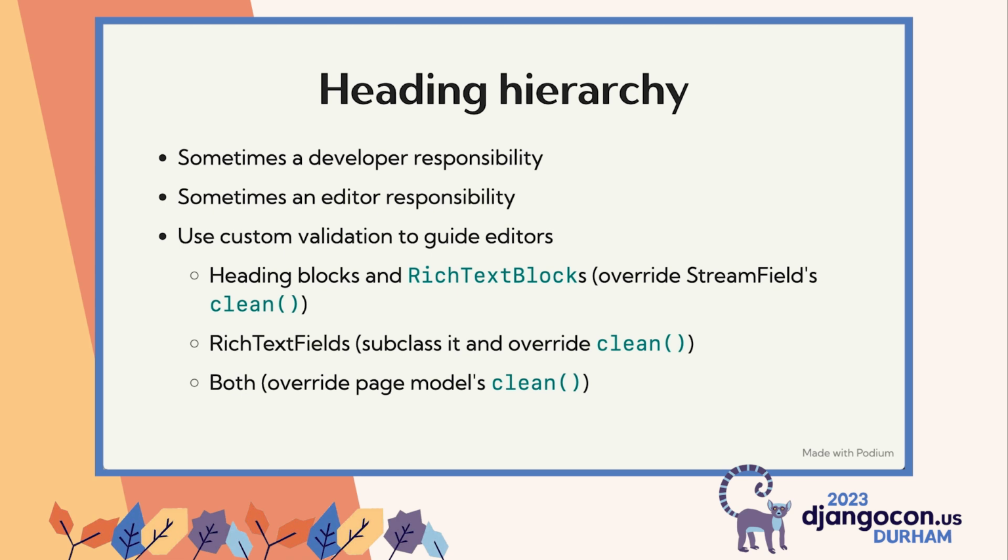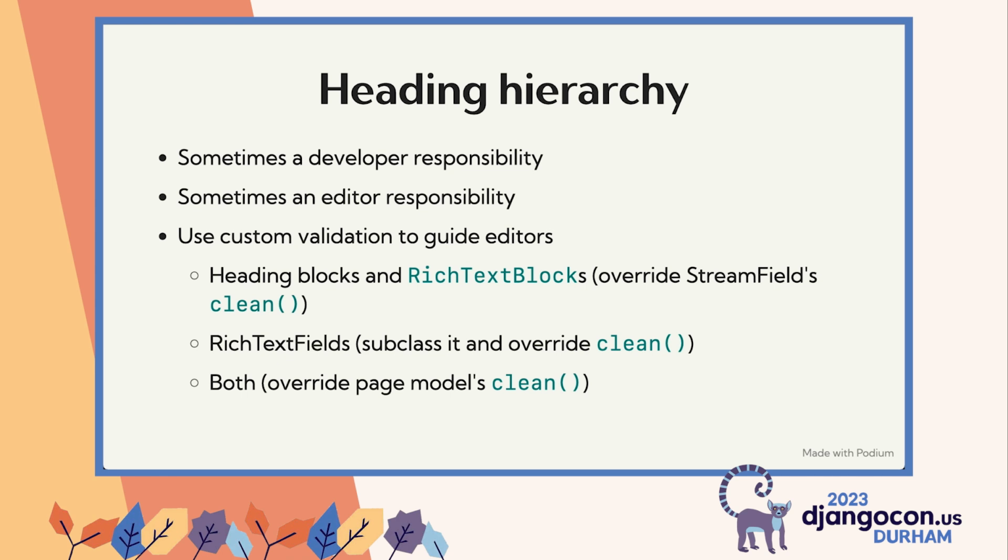Wagtail also has a rich text field, a standard Django model field that can be used to provide a rich text editor outside of a stream field. And in that situation, you could subclass rich text field and add your own custom clean method. If you have a page that supports combinations of the above, you can override the page model's clean method, looping through all of it, stream field, model field, whatever, to build a complete list of headings on the page, and then checking out each one of those in succession.